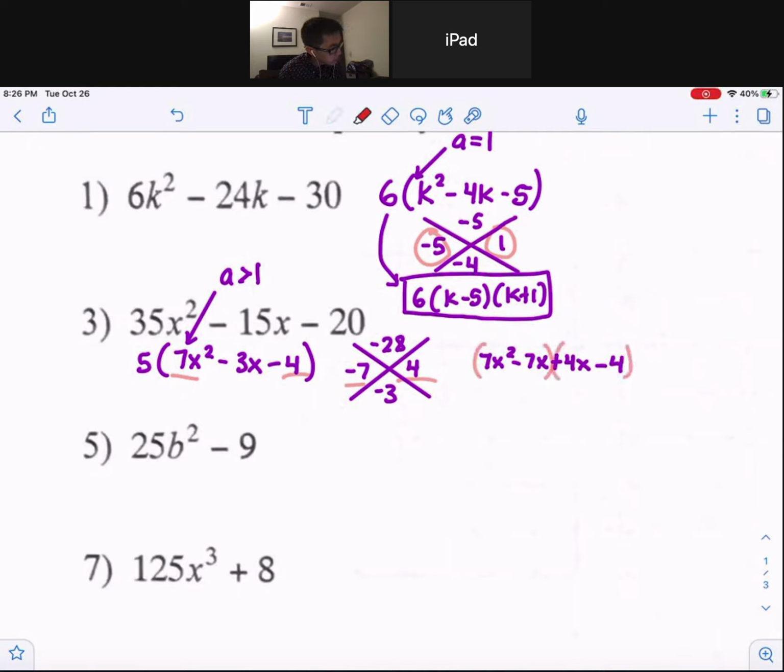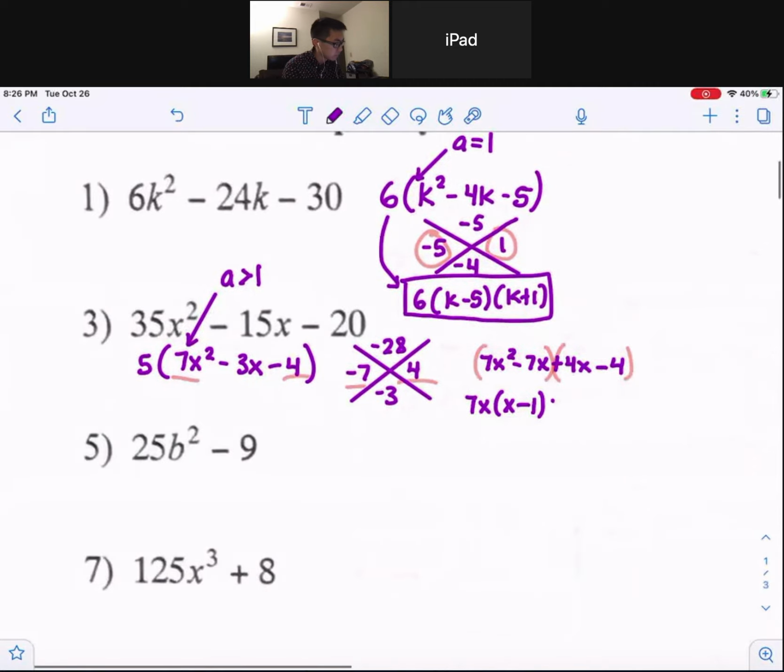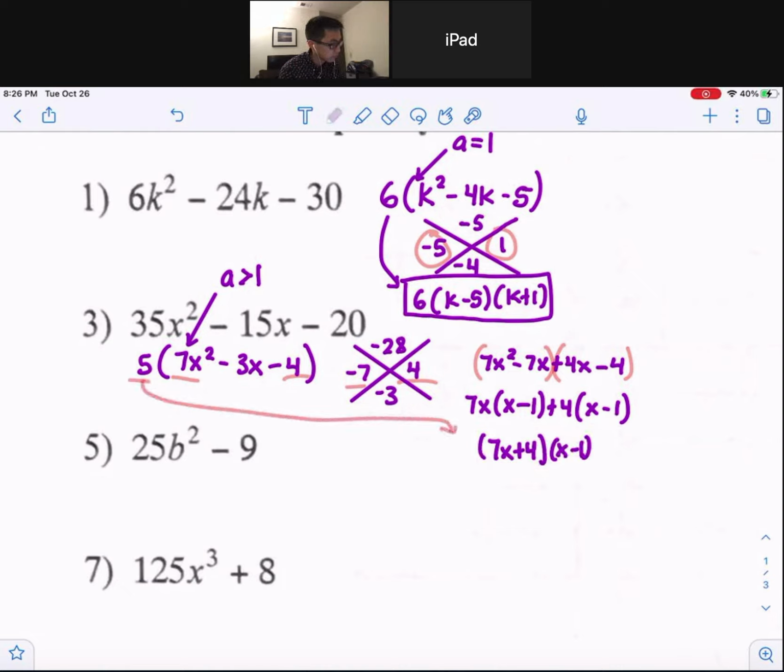Group. From the first group, you can factor out a 7x to get x minus 1. From the second group, you can factor out a 4 from each one. So plus 4, 4x divided by 4, x, negative 4 divided by 4, negative 1. Both of these match, which is a good thing, so our factors are 7x plus 4 and x minus 1. And please don't forget this 5 that we factored out from the very beginning.